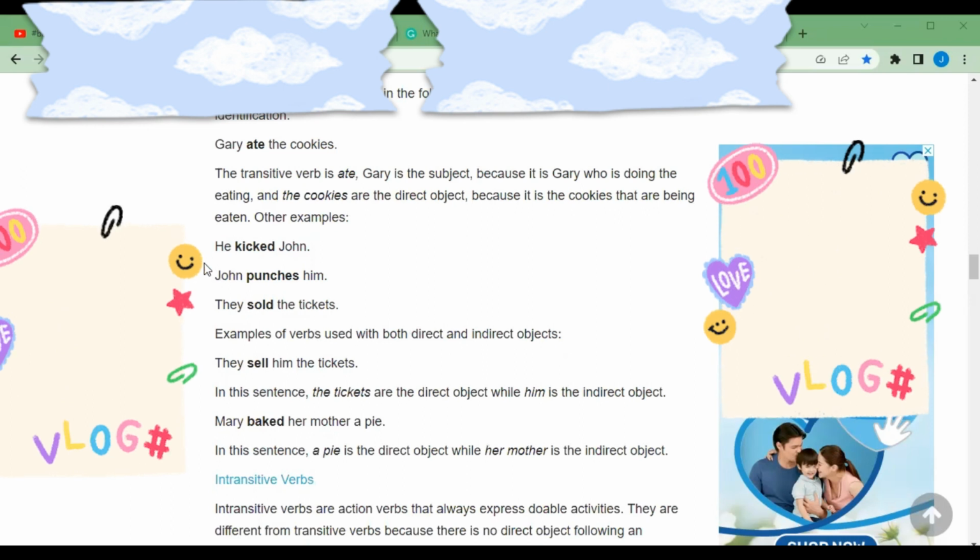Here are more examples: He kicked John. John punches him. They sold the tickets. Examples of verbs used with both direct and indirect objects: They sell him the tickets. In the sentence, the tickets are the direct object, while him is the indirect object. Mary baked her mother a pie. In this sentence, a pie is the direct object, while her mother is the indirect object.